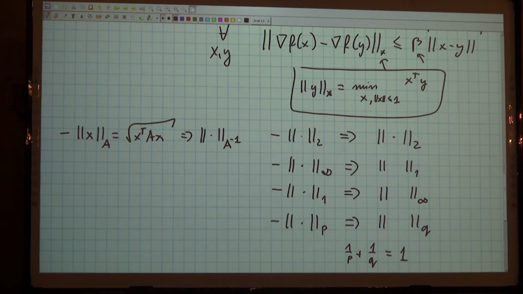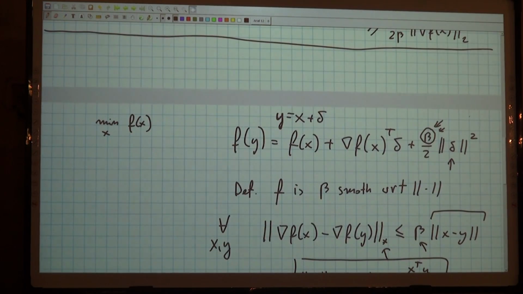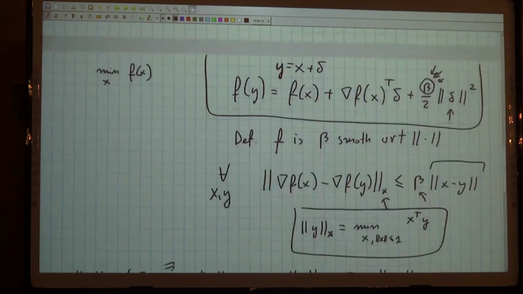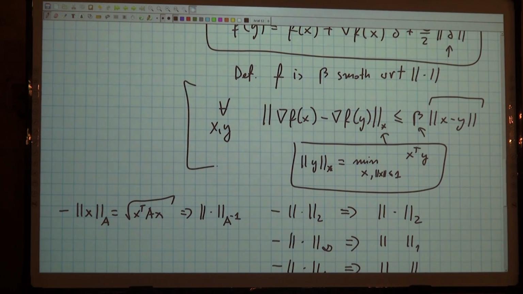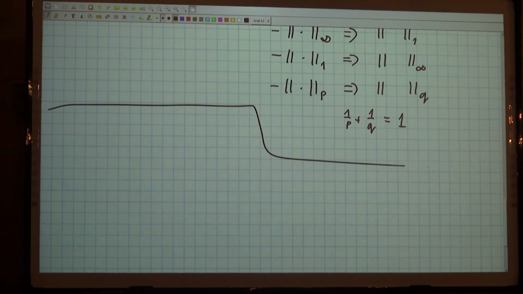But the bottom line is that in the end you still represent your function via this Taylor approximation. It's just that now you measure your displacement in a different norm, and this gives you a different constant here, but this constant comes exactly from this definition. And for the Euclidean norm, everything coincides with what we just talked about. So this is now the way we expand the function. Let me just rewrite it here.